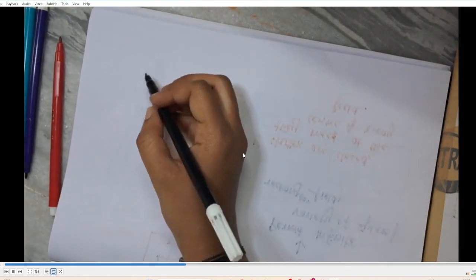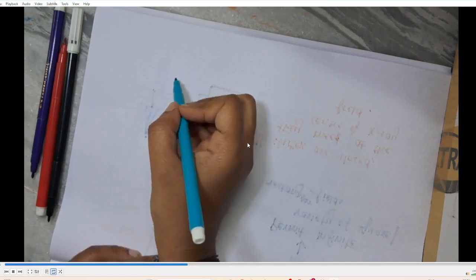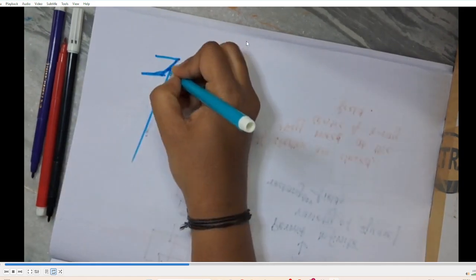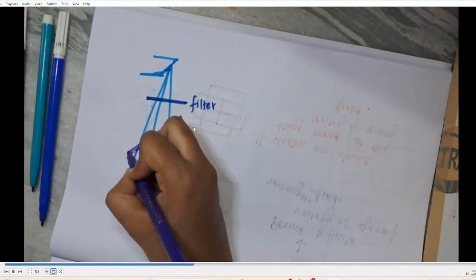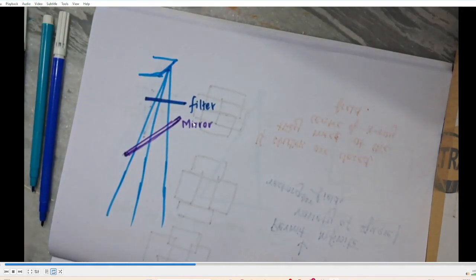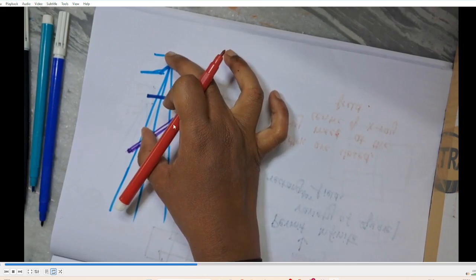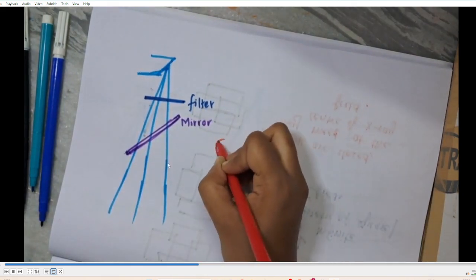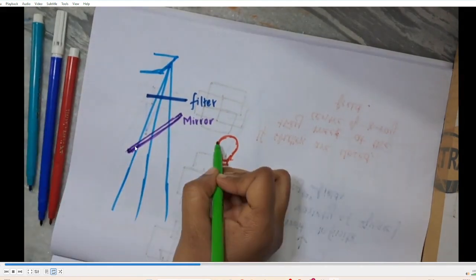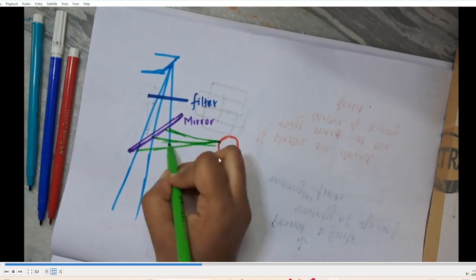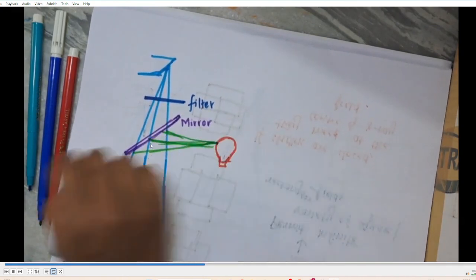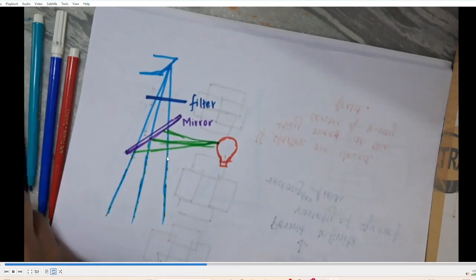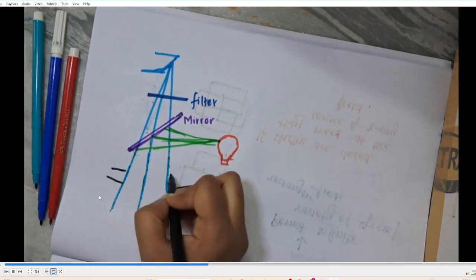If you see this, this is the X-ray beam, this is the X-ray target, this is the filter, and then this is a glass mirror. The distance between the X-ray tube and the mirror is important. The distance from the X-ray target to the mirror and from the light bulb to the mirror will be equal. The light bulb produces light rays, which are reflected by the mirror and aligned along the X-ray field.